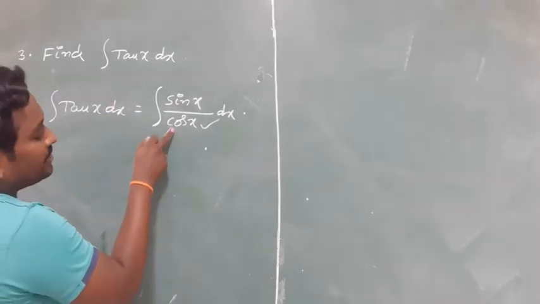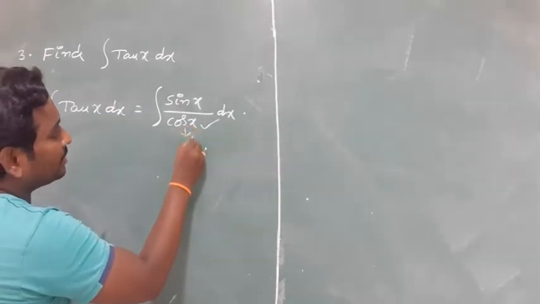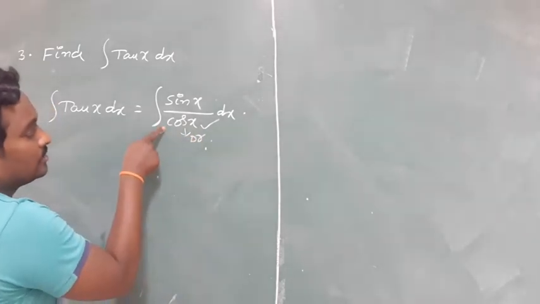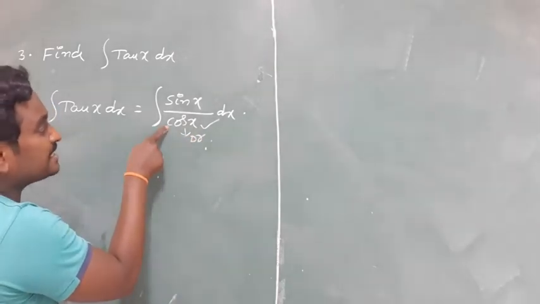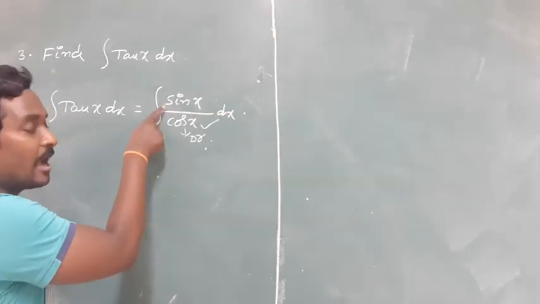See, what is the derivative of the denominator? This is the denominator, which is cos x. The derivative of cos x is minus sin x. In the numerator we have only sin x.